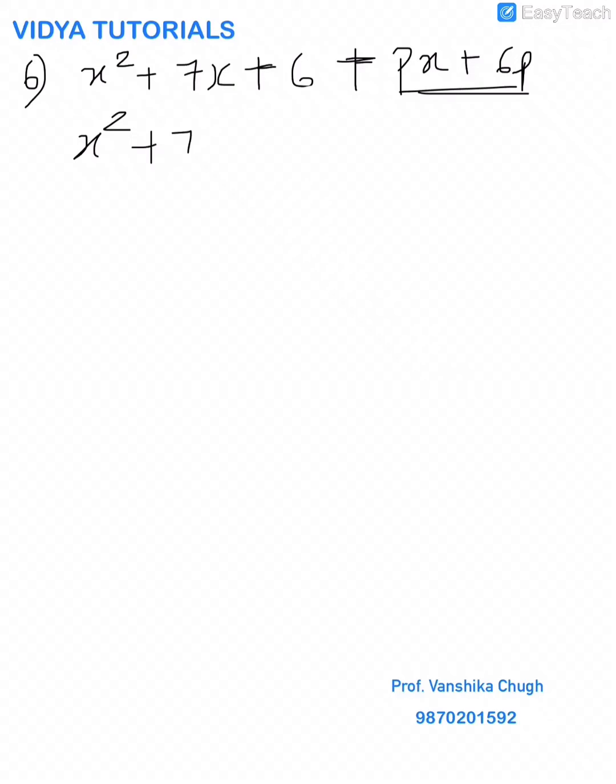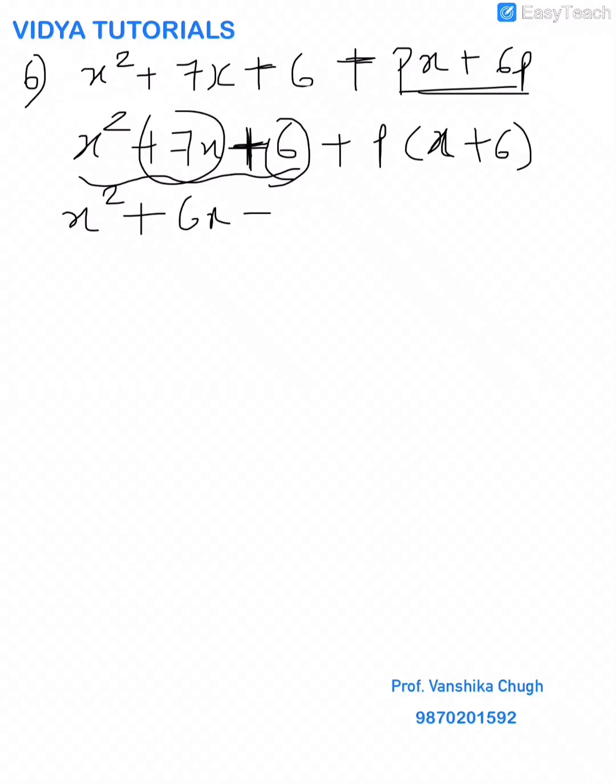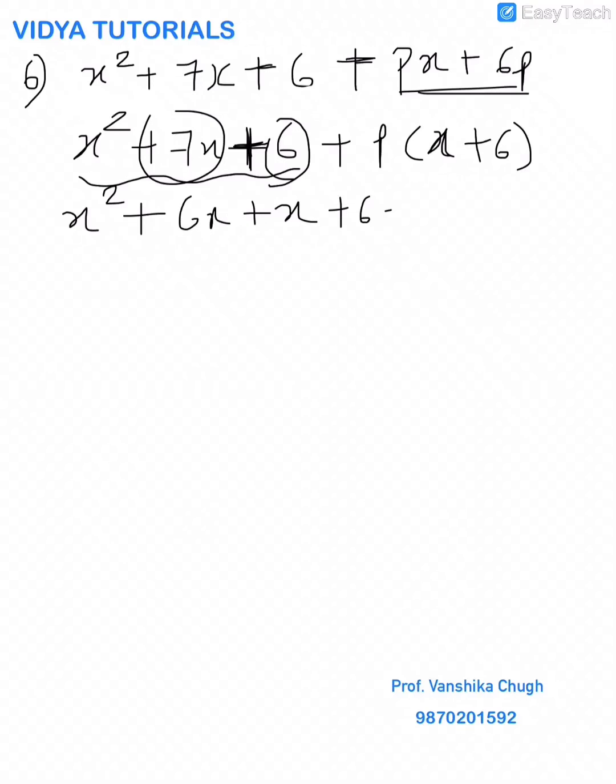x square plus 7x plus 6 plus p, and if I remove p common, what am I left with? x plus 6. Now if I observe this trinomial, I can factorize and make two brackets out of it. So let me think about two numbers which will multiply to 6, and their sum, they should add up to 7. So the two numbers are 6 and 1. So this is x square, 6x plus 1x plus 6, and the remaining is p x plus 6.